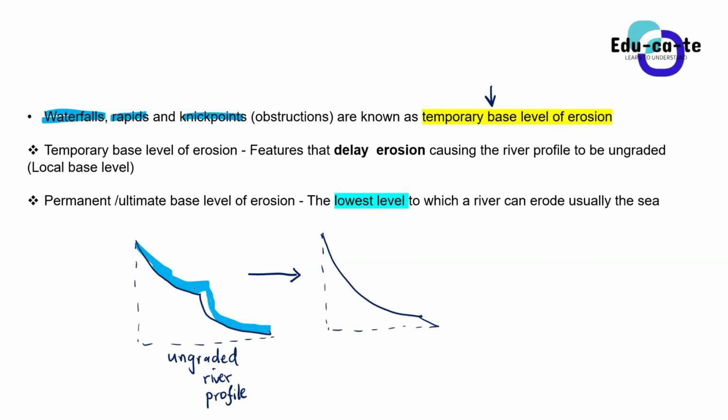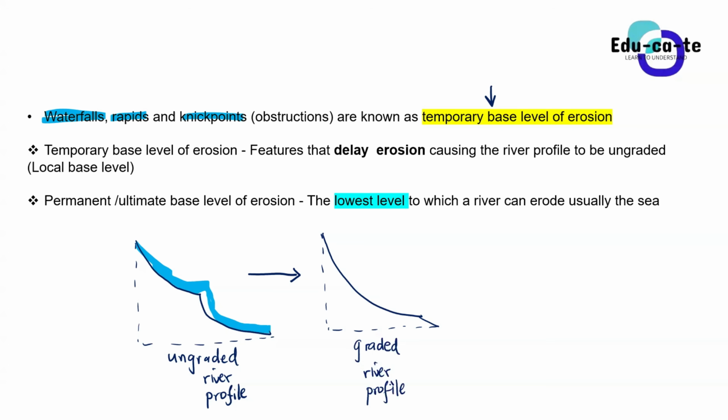It means that all of these obstructions are being eroded, because such obstructions are a temporary base level of erosion. So if there is enough water, a waterfall can easily be eroded and then your river will end up becoming smooth. So basically a river can change from being an ungraded river profile to a graded river profile. How does that happen? That is what we are going to look at. How does an ungraded river profile change to become a graded river profile?